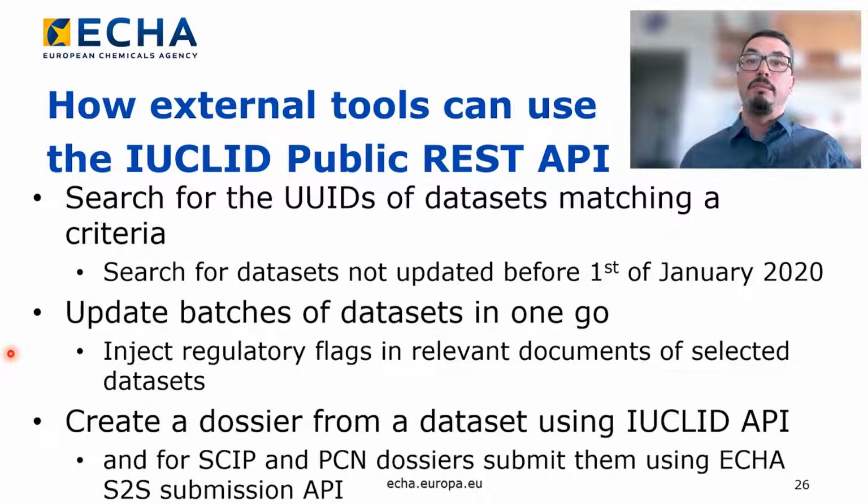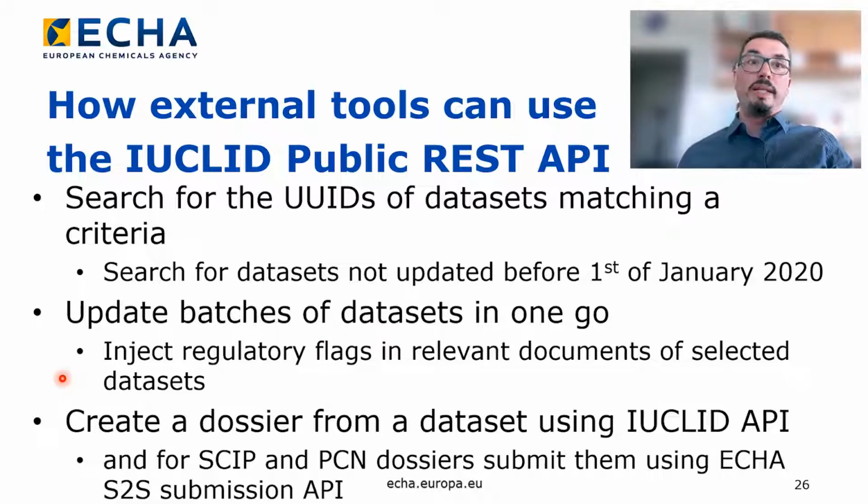One example is that with the REST API, an external tool could look for all the UIDs of datasets that match a given criteria. As an example, you could search for datasets that have not been updated since the 1st of January of 2020. The external tool will make the query, and Euclid will return a list of UIDs that your external tool can further process.